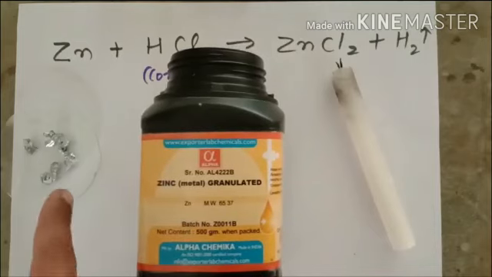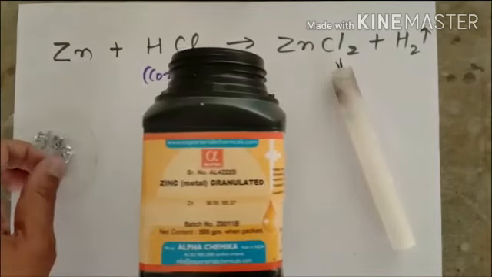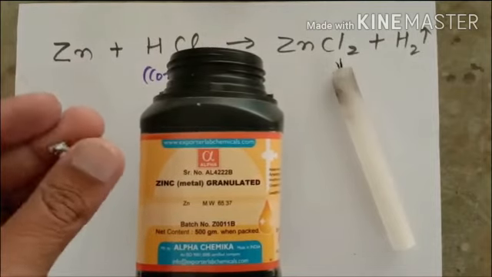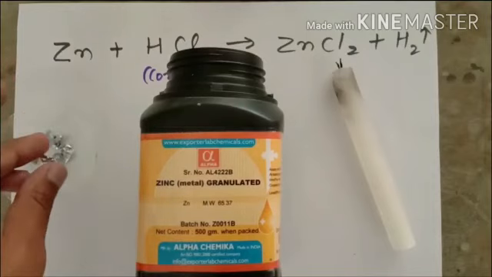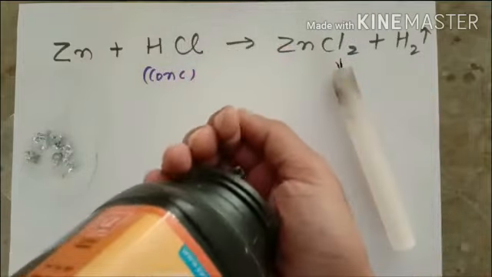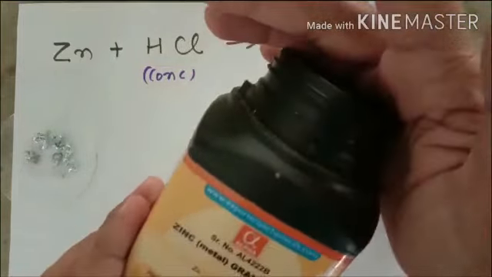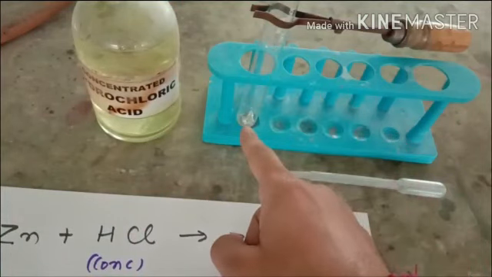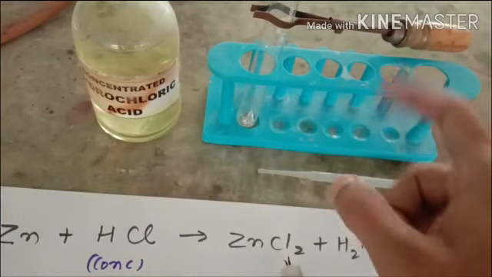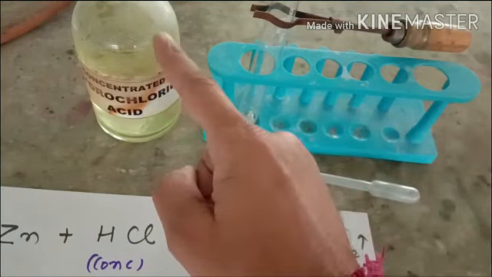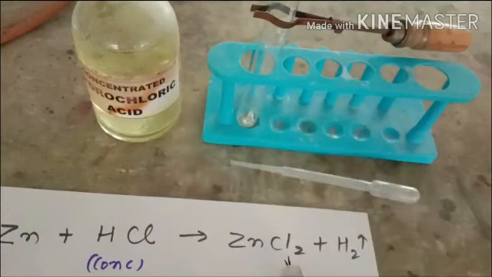Here is an experiment to demonstrate evolution of a gas. Zinc plus hydrochloric acid produces zinc chloride and hydrogen gas. Now, you can have a look at zinc pieces. They are metal and they have shine. They are lustrous. We have hydrochloric acid. We have taken hydrochloric acid and zinc pieces in the test tube. The test tube holder. This is the dropper which we use to take hydrochloric acid and pour into the test tube.